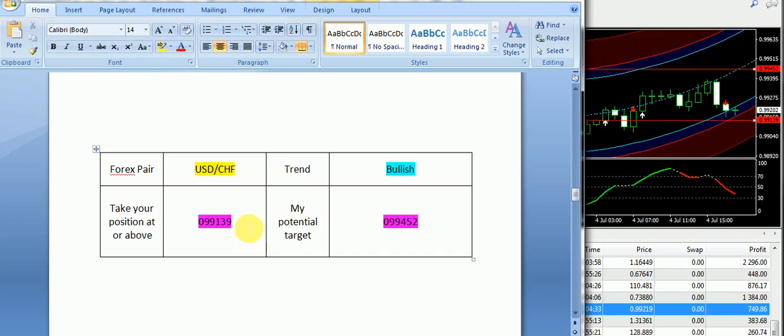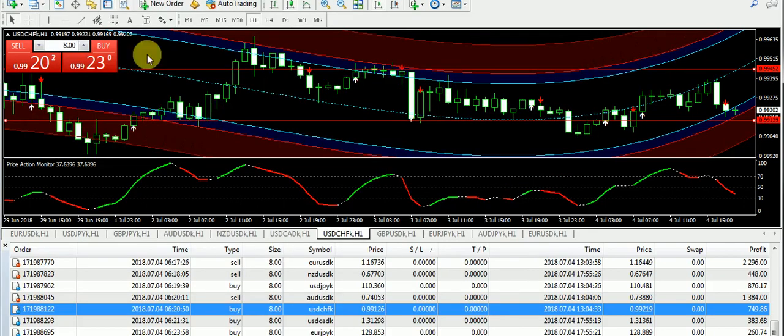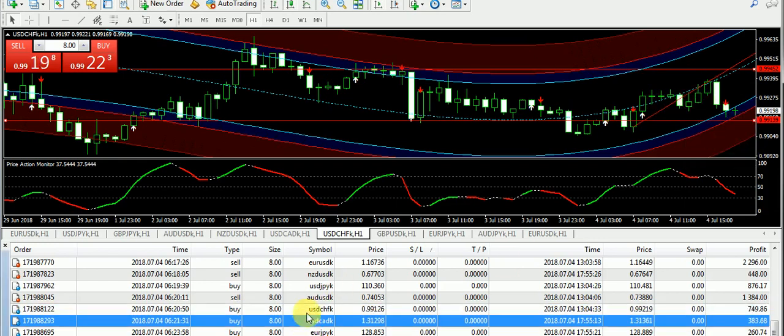Okay, now let's talk about the USD CHF, which has responded as per the signals report. A bullish expectation was provided to the subscribers. 0.99139 was the entry and the target price was 0.99452, and you can see that we have an upward trend right from the entry for like 7 to 8 hours. We have gone up on USD CHF. If you have traded this rally, then you must have got a good profit on this trade.